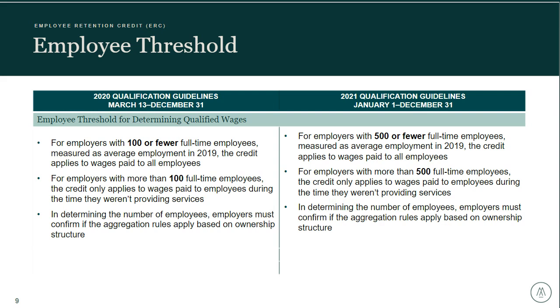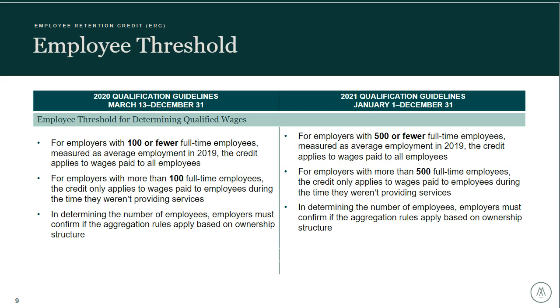they can claim the credit on all wages paid to their employees during that time. For employers with more than 100 full-time employees, the credit only applies to wages paid to employees during the time that they were not providing services. So the idea for the large employers is that if they met one of those eligibility requirements and they had employees who were not working because of that, but they continued to pay them anyway, you could take the credit on those wages that you paid to people even though they weren't working.